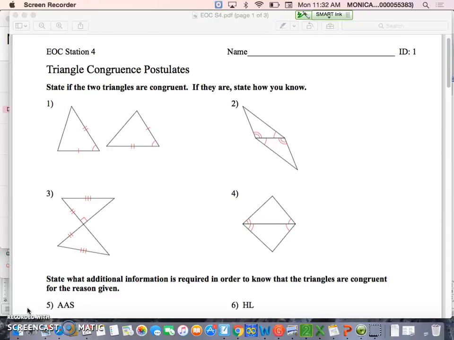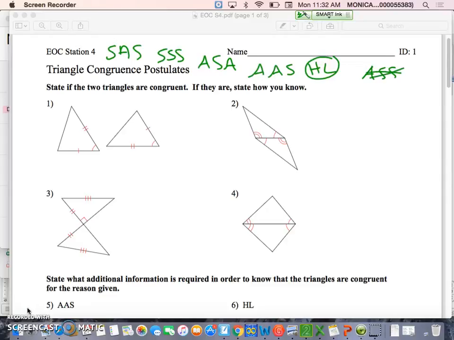So you'll notice that there are 5 of them. We've got SAS, side angle side, side side side, angle side angle. Remember there's angle angle side and HL, and this one's specific to right triangles. Remember there's no ASS. All right, so let's take a look here.